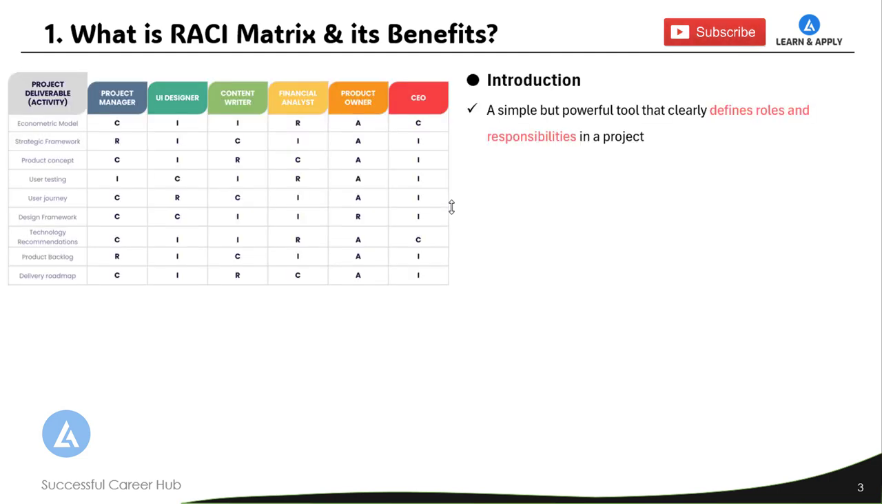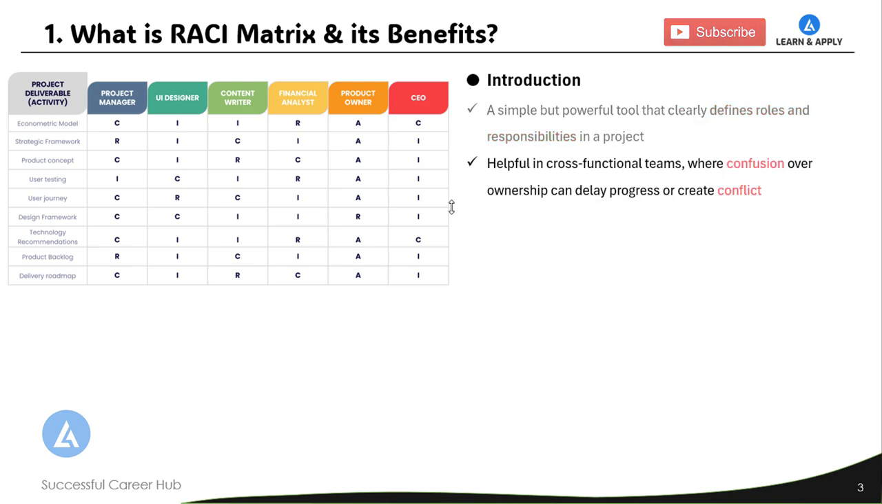RACI matrix is a simple but powerful tool that clearly defines roles and responsibilities in any project or any task. This RACI matrix is helpful in cross-functional teams, project implementation, or complex work where confusion over ownership can delay the progress or create conflicts. What is RACI?